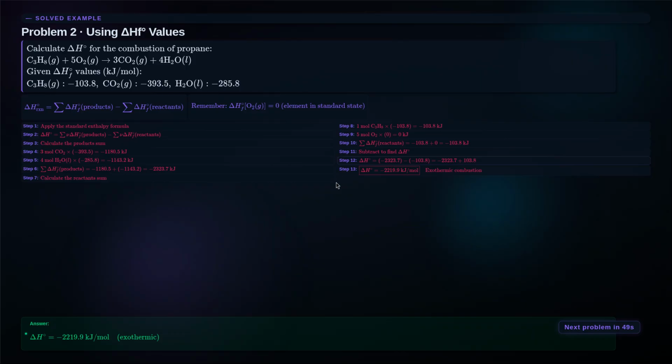Step 3. Calculate reactant sum. 1 times negative 103.8 equals negative 103.8. 5 times 0 equals 0. Total is negative 103.8. Step 4. Subtract reactants from products. Negative 2,323.7 minus negative 103.8 equals negative 2,219.9 kilojoules per mole. This is exothermic combustion, which makes sense because propane is used as a fuel.